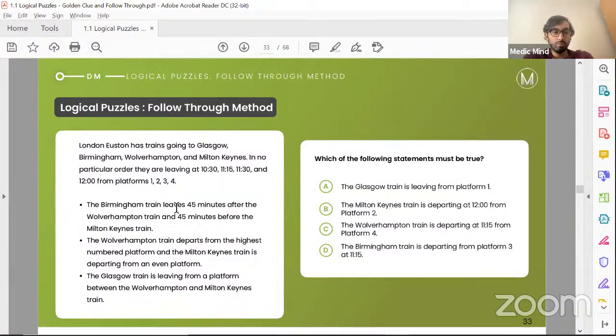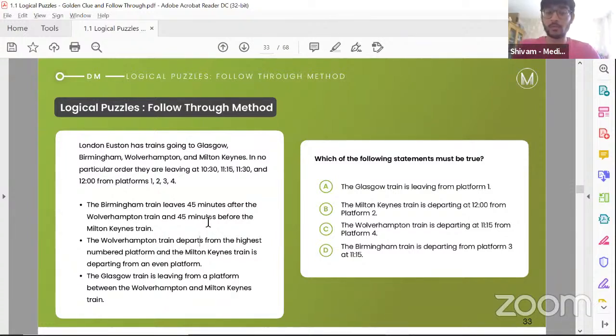So we know that the Birmingham train leaves 45 minutes after the Wolverhampton train. So the Wolverhampton train has left and now the Birmingham train is leaving after it. And remember, the Birmingham train is 45 minutes before the Milton Keynes train. So what we can find out from there, Mohil, is that the Birmingham train seems to be smack bang in the middle between the Wolverhampton and the Milton Keynes train.